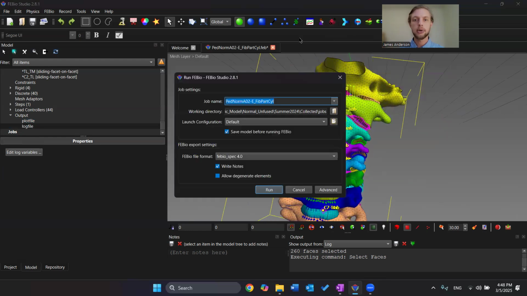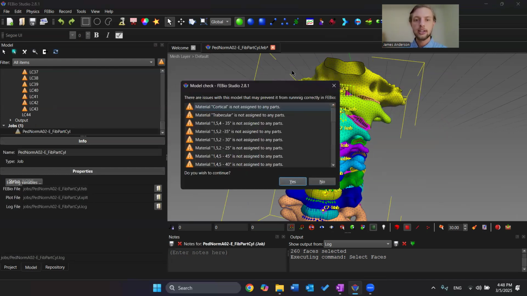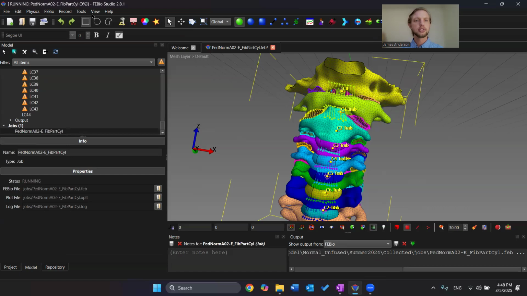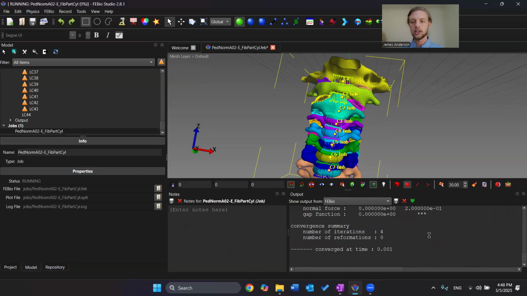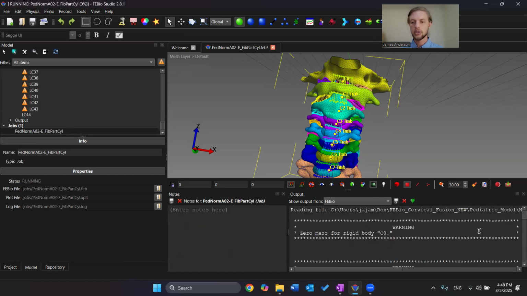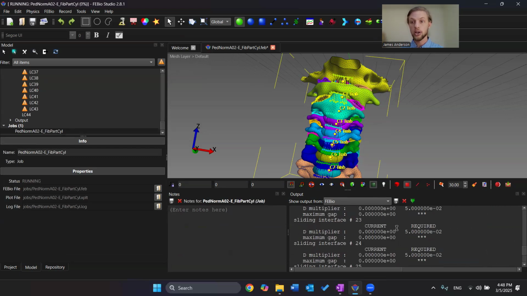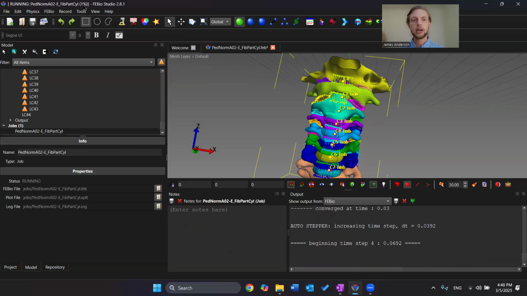So I'm going to hit FEBio, save, that's all good. And it's going to give warnings because a lot of these material definitions aren't assigned any parts. We can just continue. So we can see it started to run. You can see our log output, and it is solving. There's our warnings. We can see it started at 0.001 time step like we defined. Anyways, this is going to take 15 minutes probably.